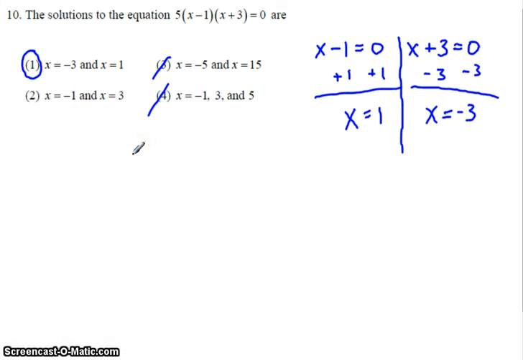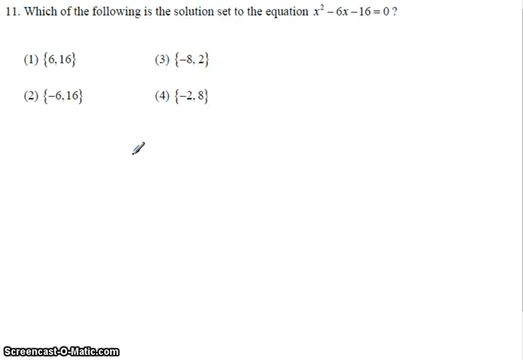Cool, let's get to the next one. Number 11 says, which of the following is the solution set to the equation x squared minus 6x minus 16 equals 0? You could either put this in on the calculator and look for the zeros, or we could do it by solving as well.